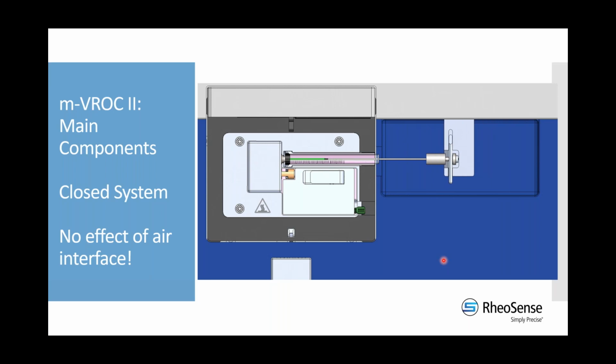Also, all the Rheosens viscometers are closed systems, which eliminates the effect of air interface or evaporation in your measurements. These are common issues in conventional rheometers such as cone plate or parallel plates.